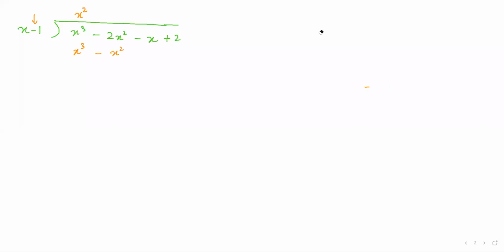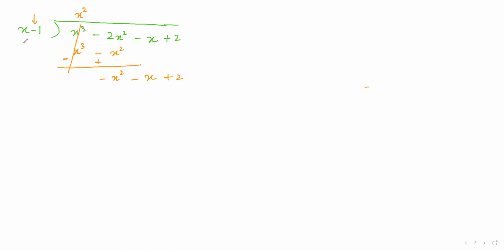Nobody is speaking, right? Now you change the signs because you are subtracting. Subtracting means we change the sign. So this x cube is plus, it will become minus. This is minus, it will become plus. Okay. Because we are subtracting. So x cube minus x cube, 0. Minus 2x square and positive x square, so that will give you minus of x square, right? And then you bring down other terms, minus x plus 2.